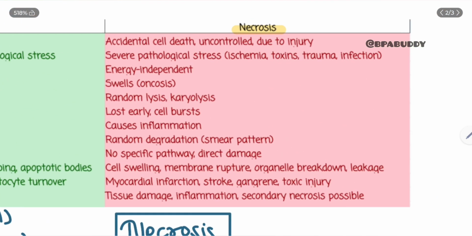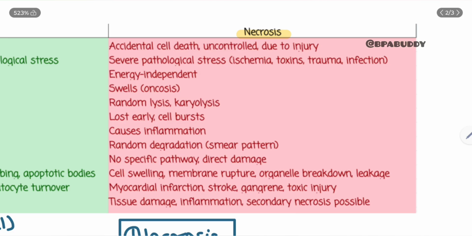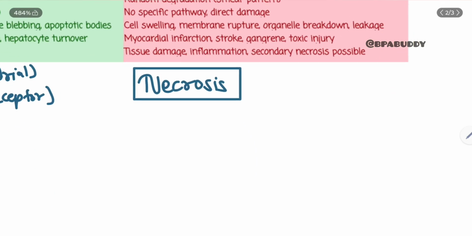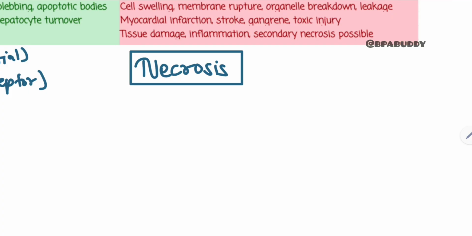Now let's come to necrosis. Necrosis is completely opposite. Necrosis is an uncontrolled death due to injury. It is accidental cell death. Unlike apoptosis, necrosis is not ATP dependent. So no energy, no control, that means total chaos happens. The cause of necrosis is severe damage. Due to severe damage, necrosis happens.